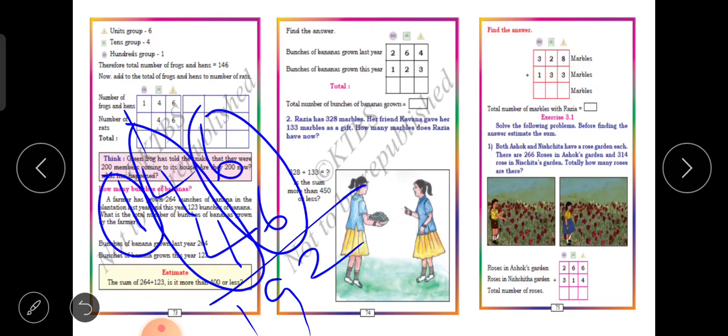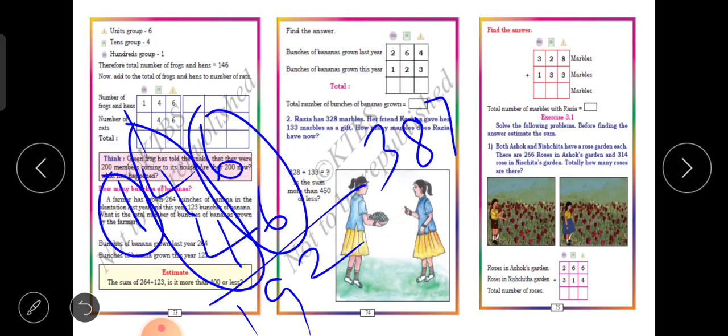Okay, next one, the same way, the bunches of bananas. Last year it was 264 and this year it is 123. So total how much is it? 4 plus 3 is 7, 6 plus 2 is 8, and 2 plus 1 is 3. So altogether it is 387. Okay, now we are going to move on to the next topic.